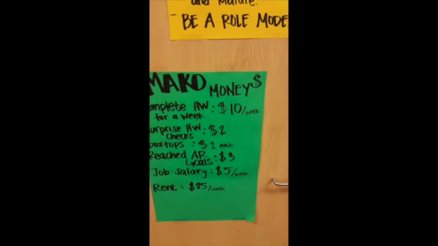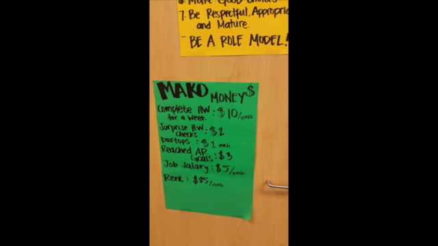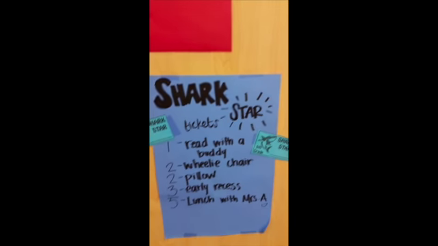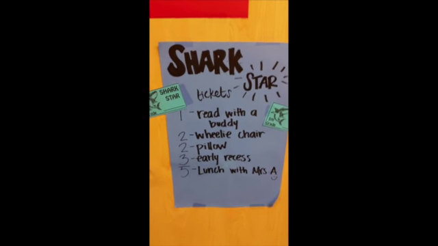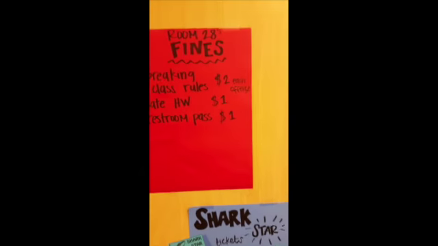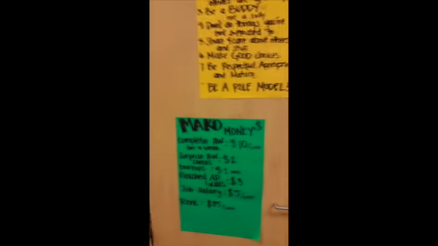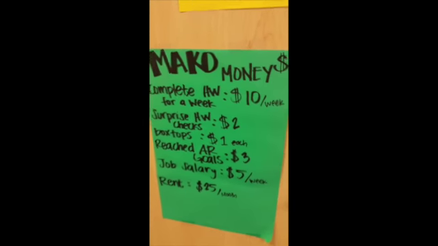In my classroom, I give students Mako money, and they are rewarded Mako money when they complete their homework, when they do their jobs, when they bring in box tops or reach their AR goals. We also do Shark Stars for behavior, and so they get rewards for each Shark Star that they receive. There are also fines for students if they're not following the rules. And at the end of the month, they can go into the treasure box and buy whatever prizes they would like, as long as they pay rent for their seats at the end of the month also.